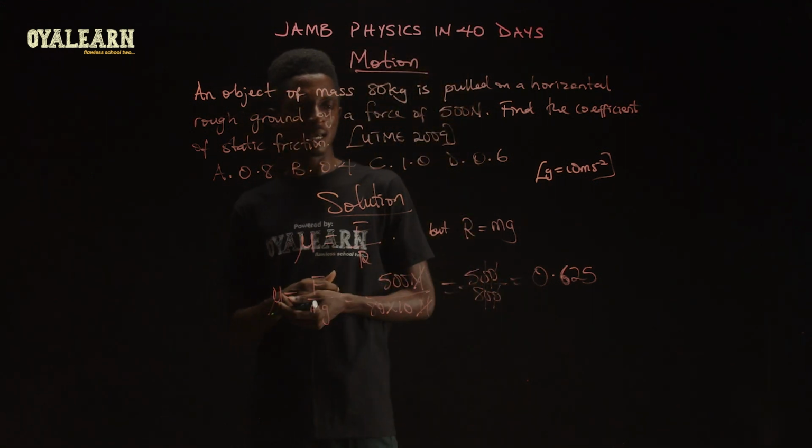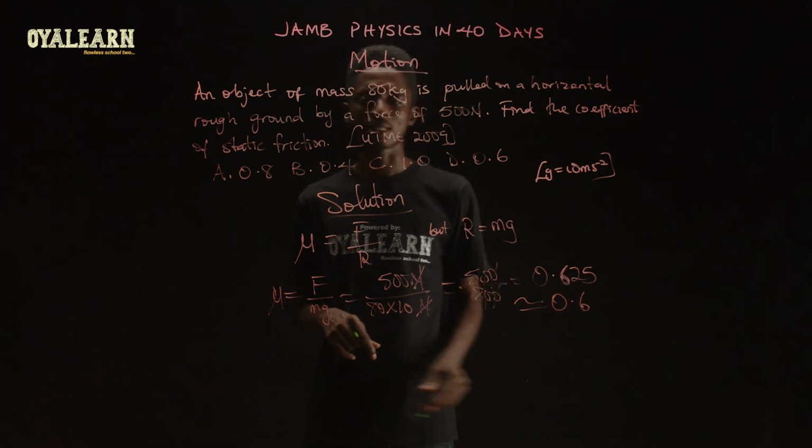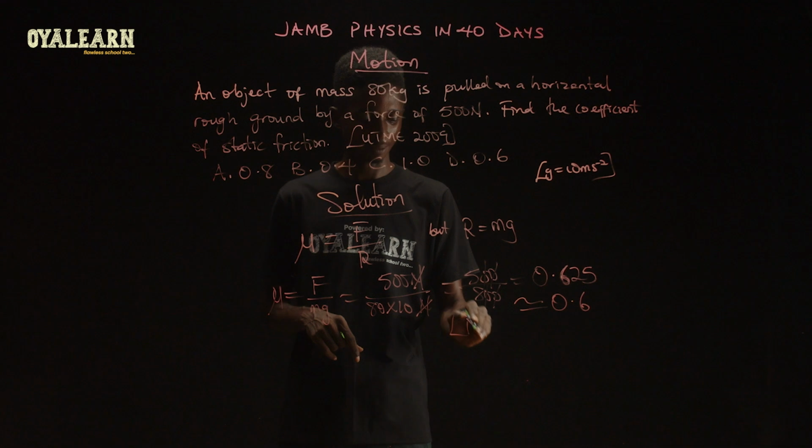Now the options given here are to 1 decimal point. So let's approximate ours also. That will be 0.6. So the correct one will be option D.